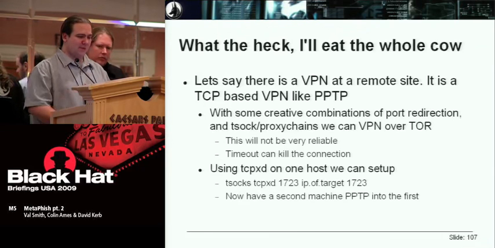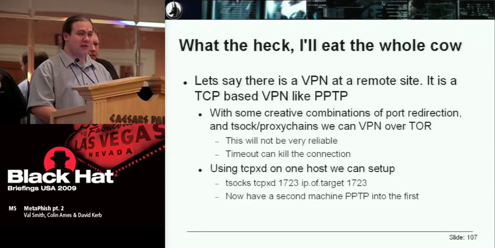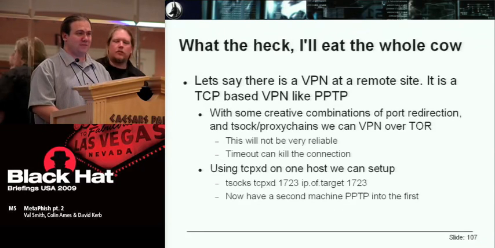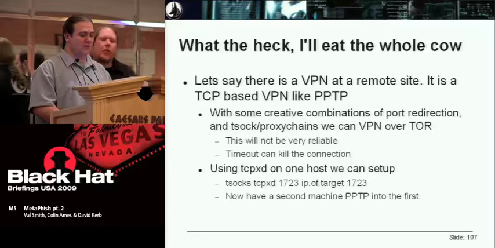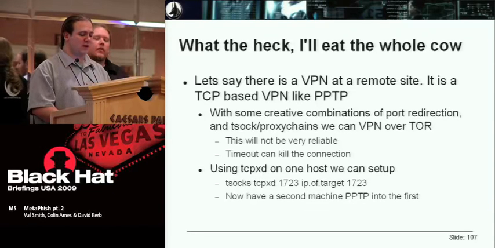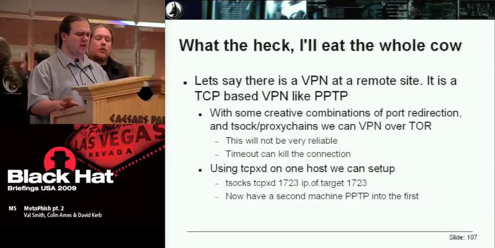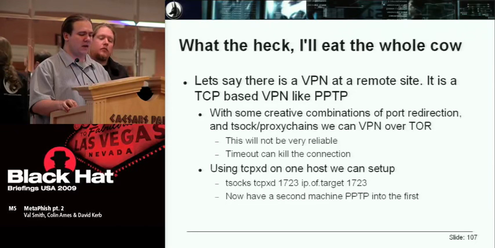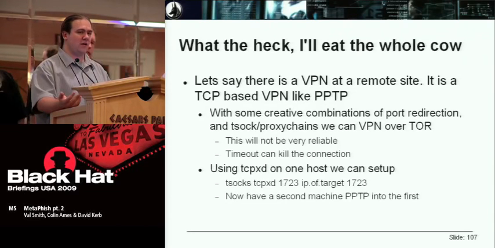So I had a little bit of fun one day. I decided to VPN over Tor. You can do it. It works. It's painful and drops a lot, but it does work. It only works with TCP-based VPNs. So PPTP is one. There's a couple of others out there. Anything that uses UDP won't work over Tor. And it requires 2 machines. It's a little complicated to set up, but it's just another way to think about how to attack a box.